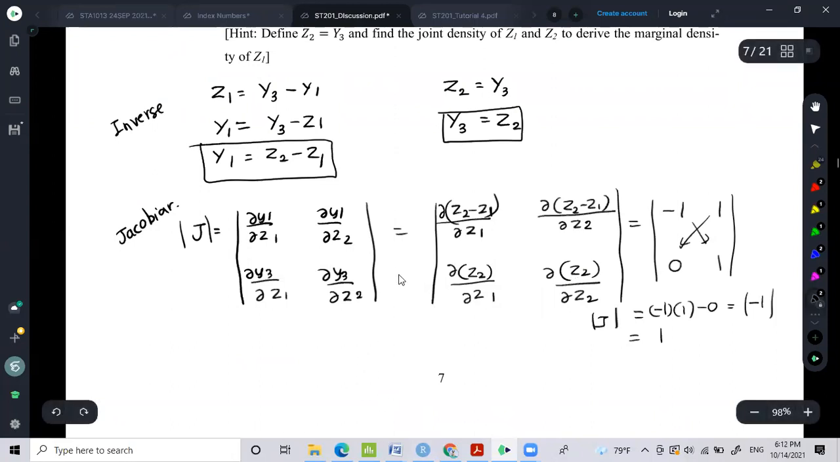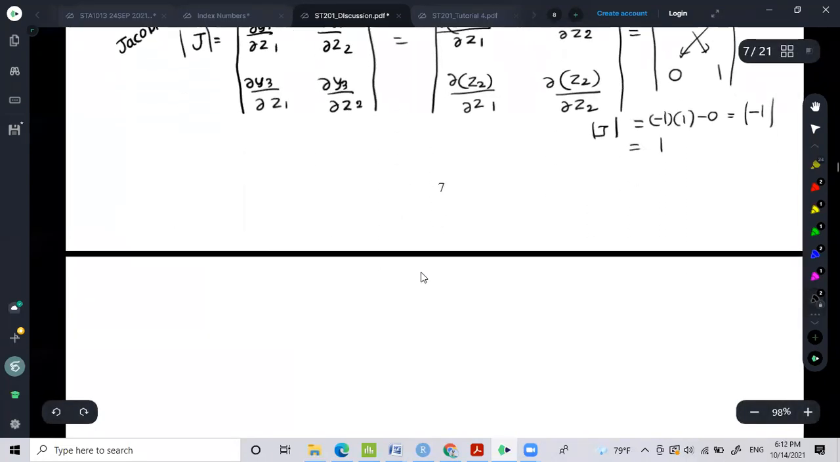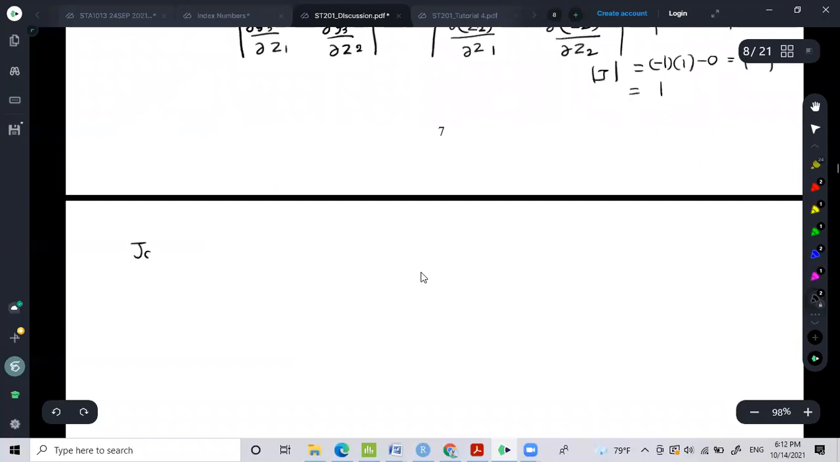Okay, so that's done. What is the next step? You have to find the joint density of Z1 and Z2. How do you do that?